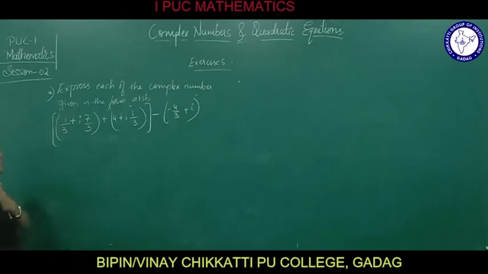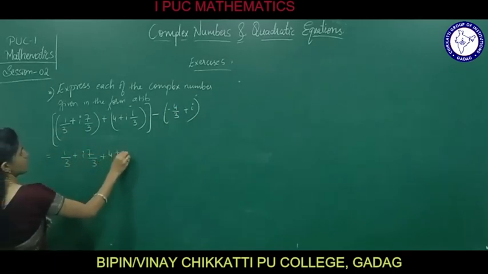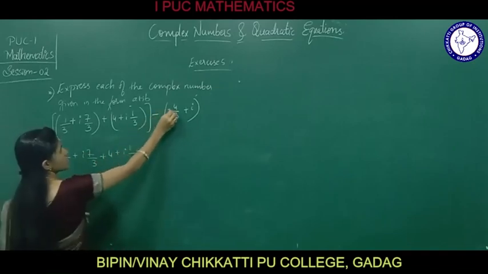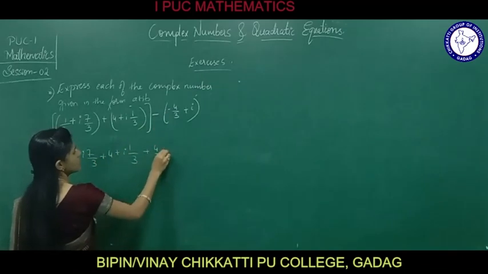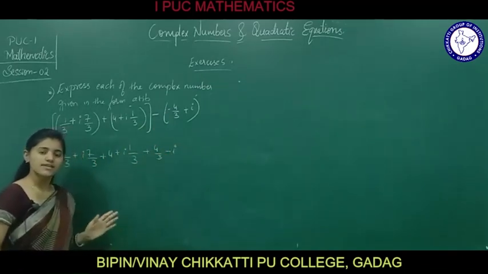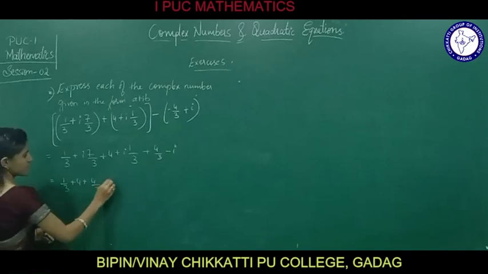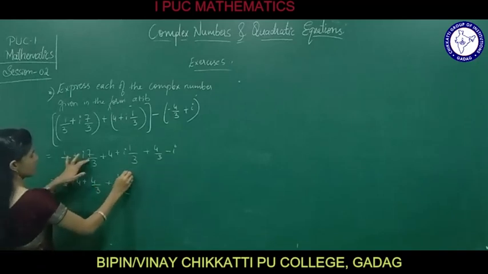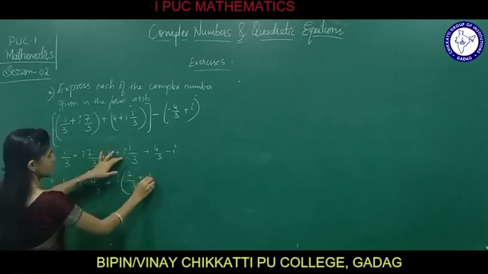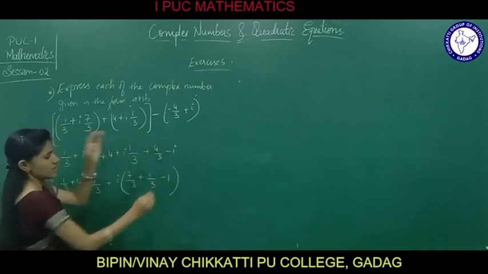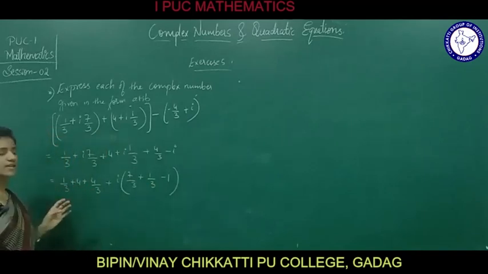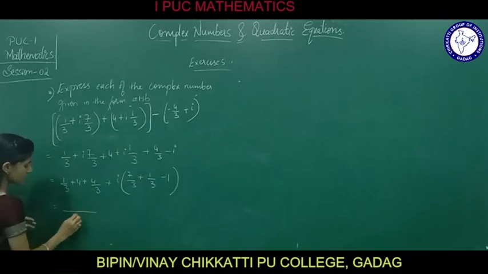Let us go on solving step by step. How will we write? 1 by 3 plus i into 7 by 3 plus 4 plus i into 1 by 3, minus into minus is plus 4 by 3 minus i. Again separate the real part and the imaginary part, that is 1 by 3 plus 4 plus 4 by 3, plus i into 7 by 3 plus 1 by 3 minus 1. We have separated the real and imaginary part. Now taking the LCM as 3.